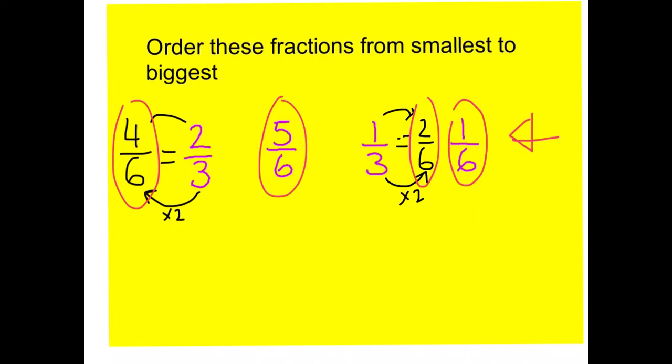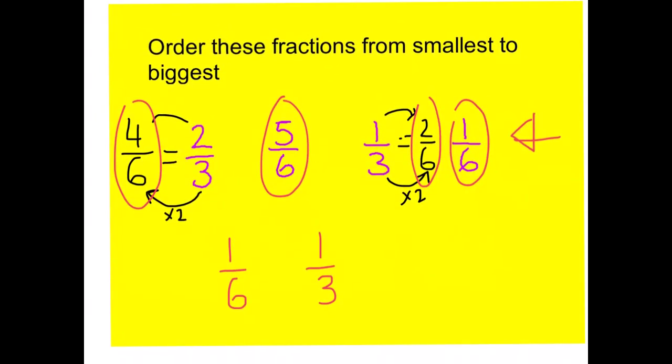So my smallest number up on the list is 1/6. My next smallest was the 2/6, which is 1/3. The next smallest in the list is my 2/3 because it is the same as 4/6. And the biggest fraction listed in purple is the 5/6.